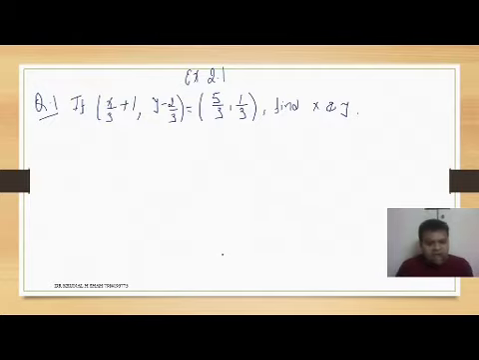Okay, let's start with the exercise. Exercise number 2.1, question number 1. What it says: if (x/3 + 1, y - 2/3) = (5/3, 1/3), then find the value of x and y. x and y मुझे फाइंड करना है. सो हमको क्या करना है?